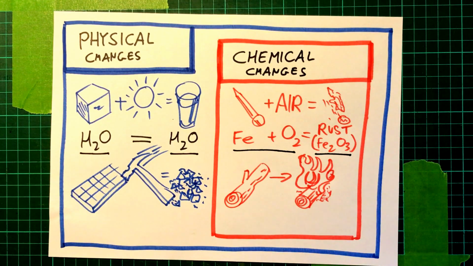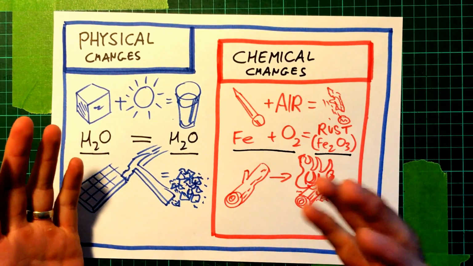There are obviously many more examples, but these are just a few to get your head around the basic differences between physical changes and chemical changes.